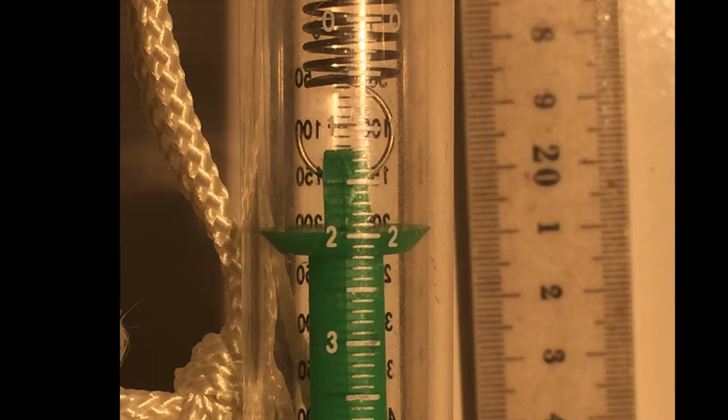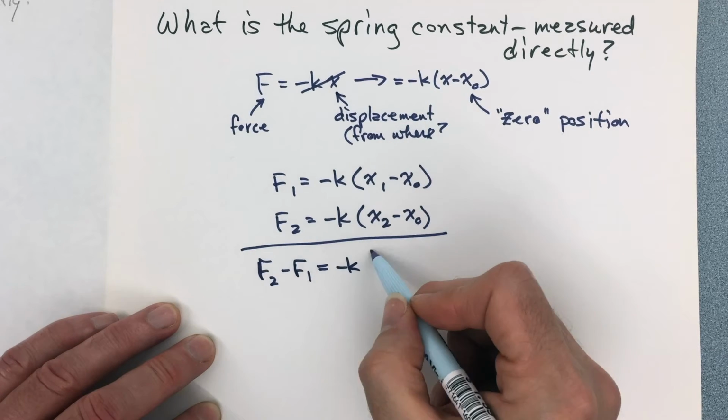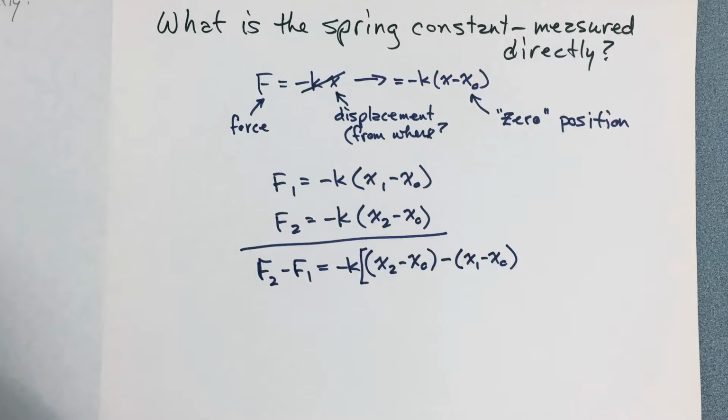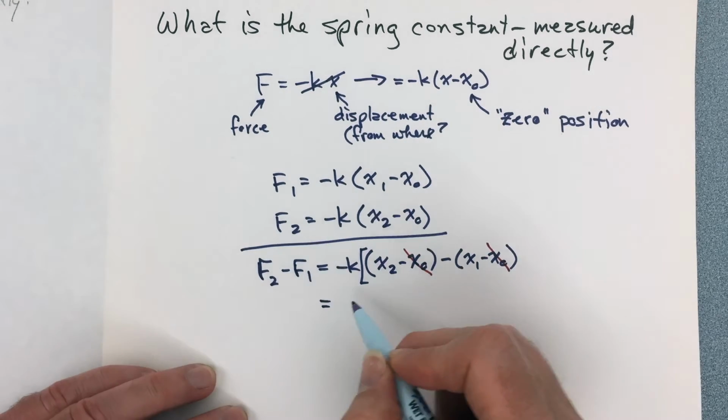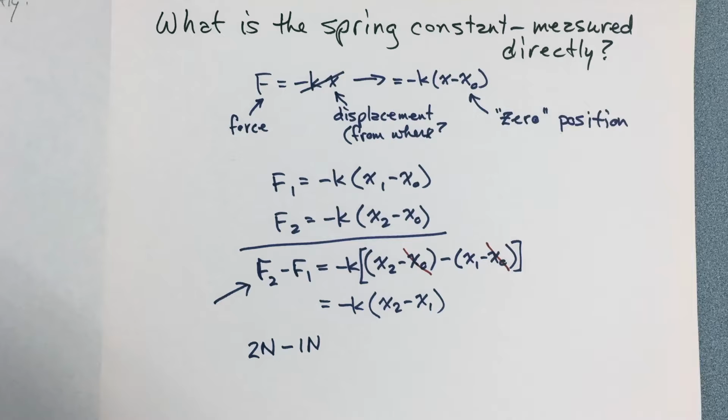Now if you take those two expressions for the forces and you subtract one from the other, you'll see that that x naught in there is going to disappear on us, which is just great. Then we don't have to worry about that at all, and we'll see that the difference in forces is going to be proportional to the difference in the two positions.